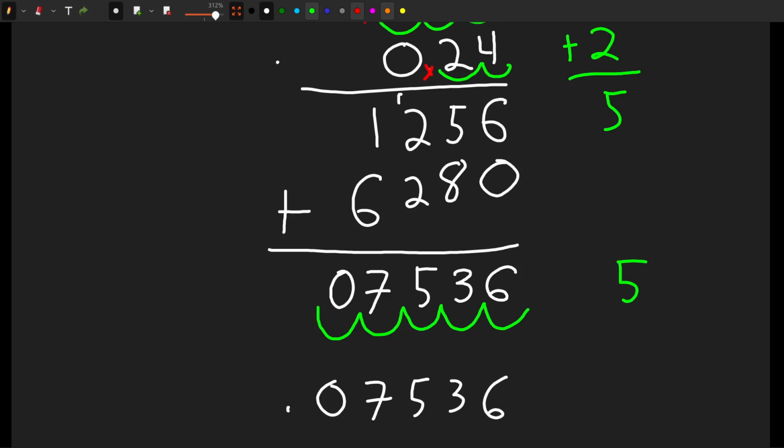0.07536. Now, I like to keep a 0 in front of the decimal point too, so I'm going to add another 0. So I'm going to get 0.07536. And that is my answer for this multiplication problem.